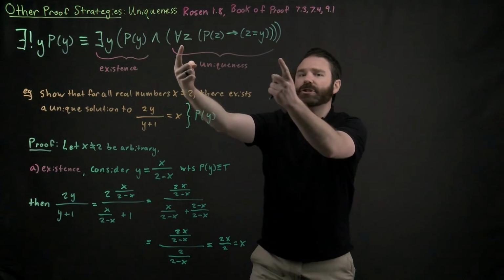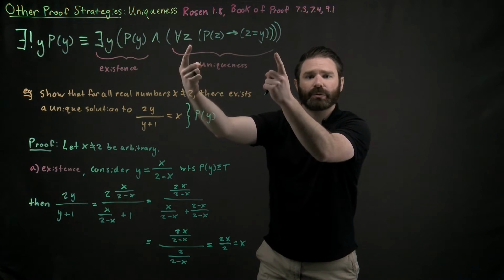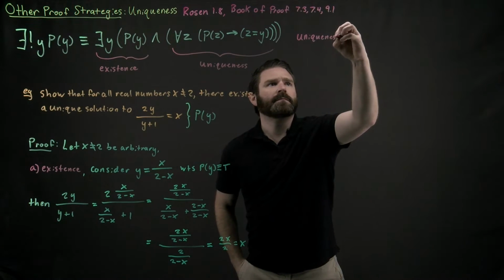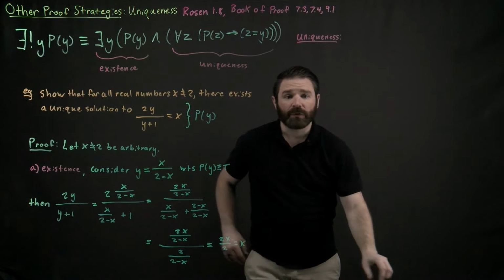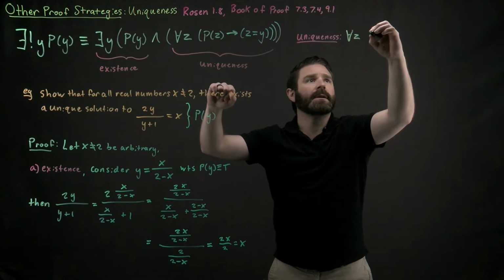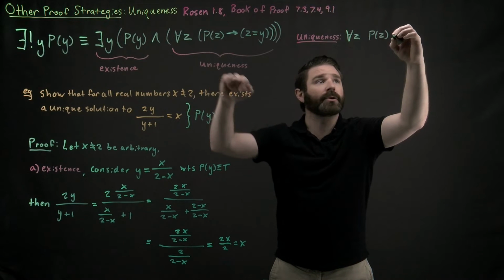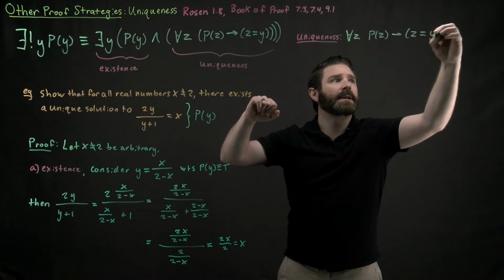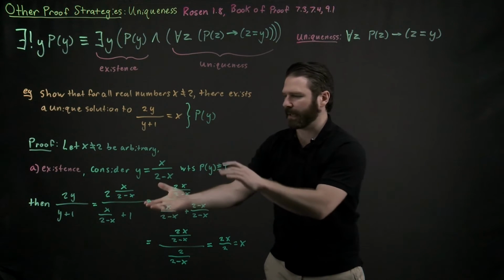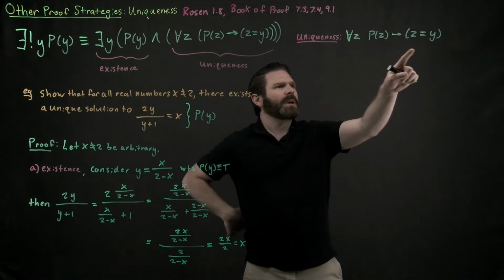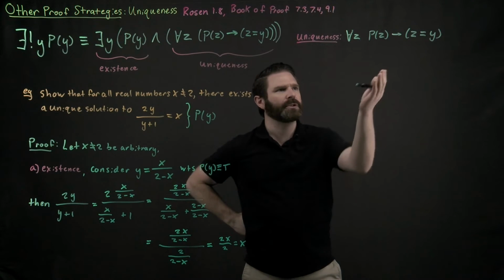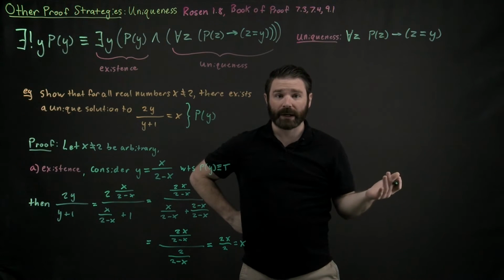So for the uniqueness, I have to show that that statement right here is true. What I want to do is prove that for every z, if p of z is true, that means z equals y. And which y? That particular y that I constructed in my existence step. So this is just a standard implication, and we have a bunch of different proof techniques that we can use to prove this. I'm going to go ahead and proceed by direct proof.